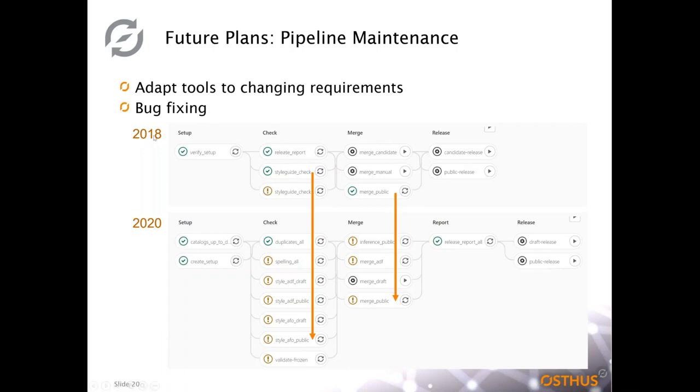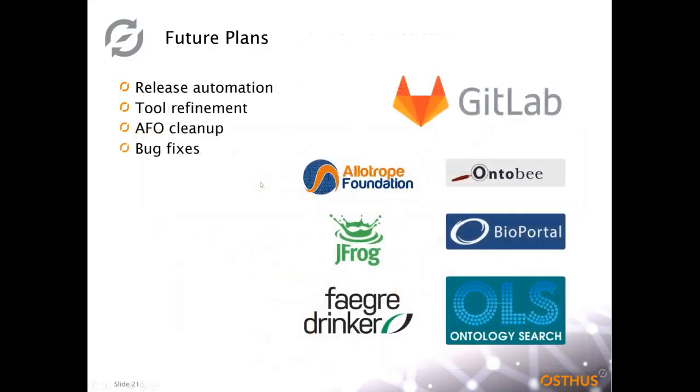So as you can see on the top, there's a screenshot from a pipeline run back in 2018. And I've had a recent pipeline run on the bottom. And as you can see, we have lots more checks now. Whoops, let me go back.